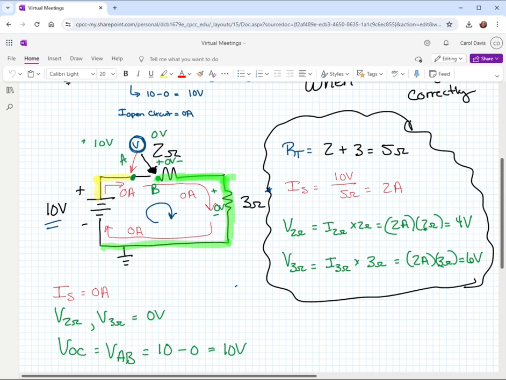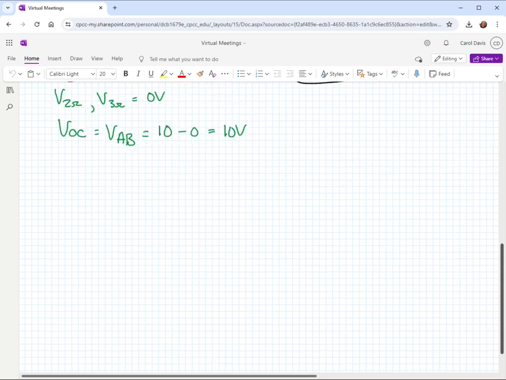All right. Now, let's talk about what happens if we short out something in our circuit. I think I'm just going to redraw this, actually. So let's come down here and redraw the same circuit.